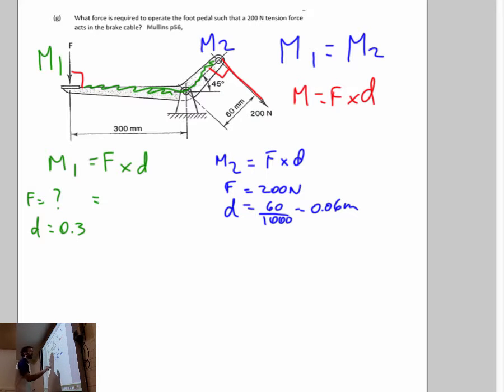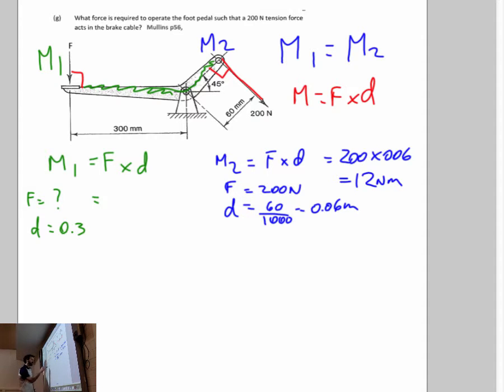In this case, I have 200 times 0.06. So moment 2 equals 200 times 0.06. That should equal 12 newton meters. So moment 2 equals 12 newton meters.